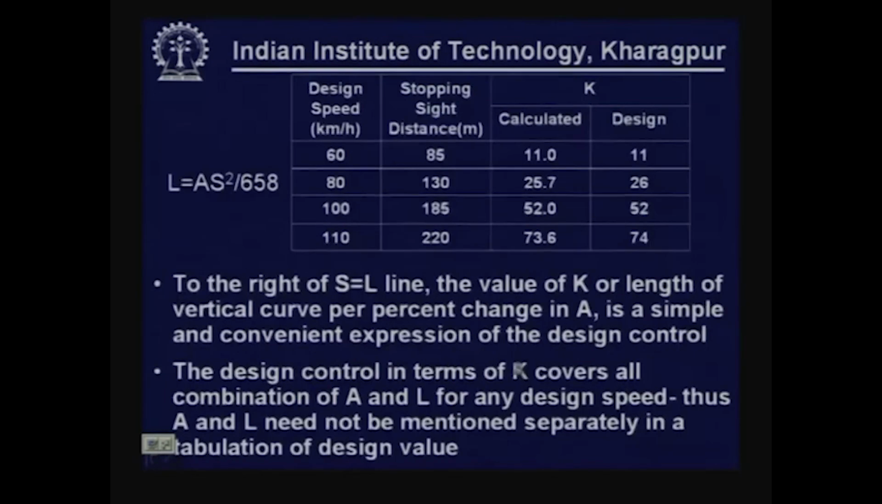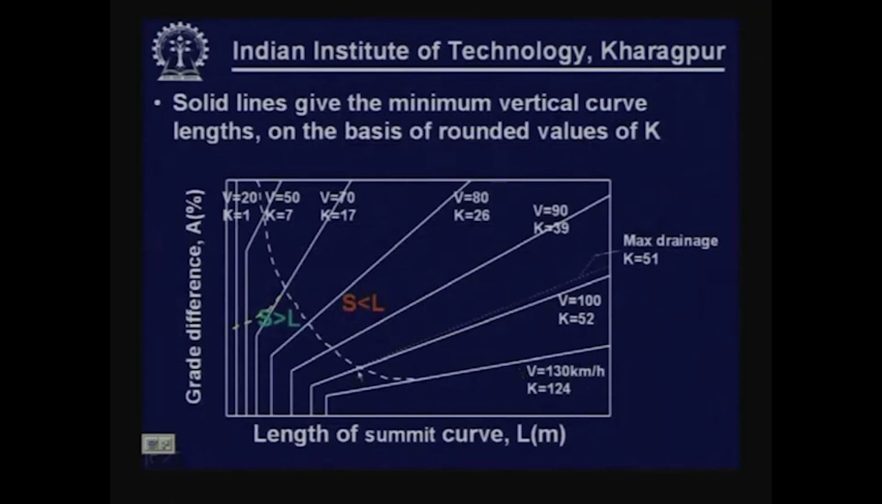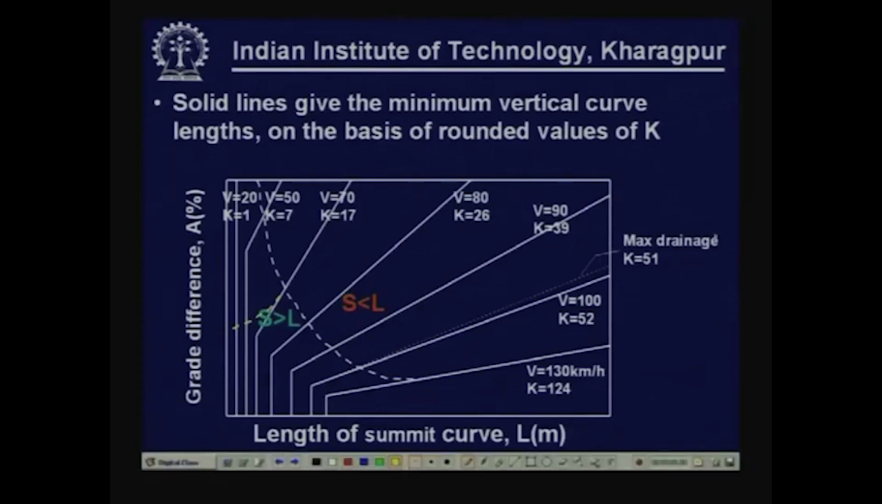Let us go back to that exhibit. You can see here this K equal to 51 is also shown as a dotted line. This is from drainage consideration. That means, up to that point for type 1 curve, we should have K equal to 51 as the limit, not as a design limit. That discussion I will come back to.